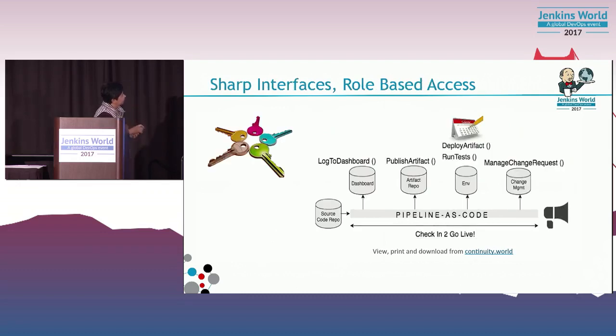So sharp interfaces, role-based access, etc. Log to dashboard is one such sharp interface. Publish artifact. We are actually just drilling down from the last diagram. Could be deploy artifact, run some tests, and manage a change request. This would be to Jira. This could be to, I don't know, Cloud Foundry, AWS, Heroku, you name it, we have it, right? Even if you're in the data center, this could be VMs in your data center too. For publish artifacts, you could be on Artifactory, you could be Nexus, you could just be using S3. Log to dashboard, you could be using Elk or Sumo or whatever it is that your company is using.